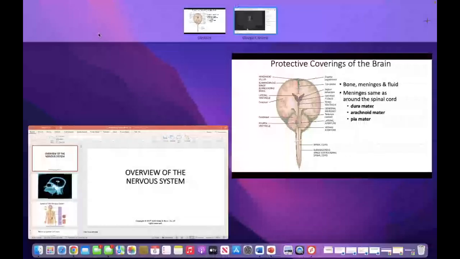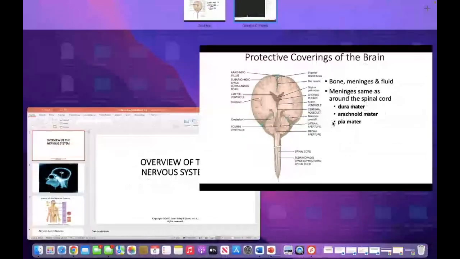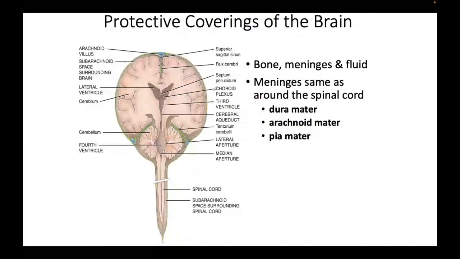Welcome back, class. We are still on neurology, and let's look at some of the protective coverings of the brain. So, here we're seeing a cross section of the brain. We know that we have the skull, we have the bone that protects it.